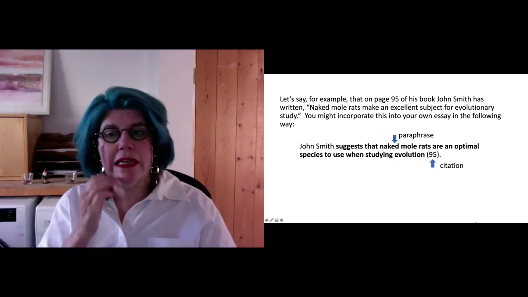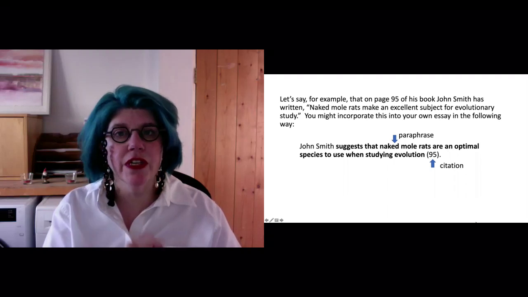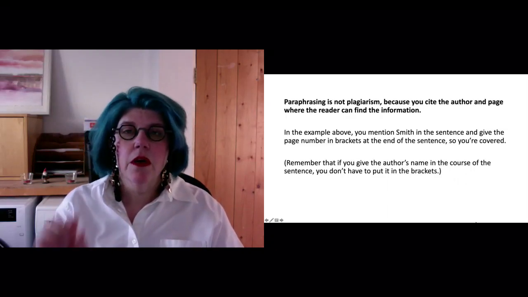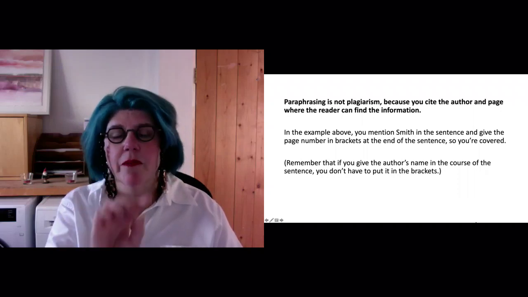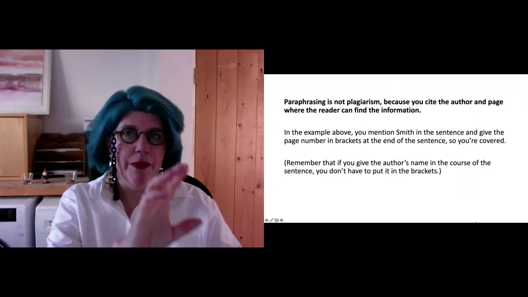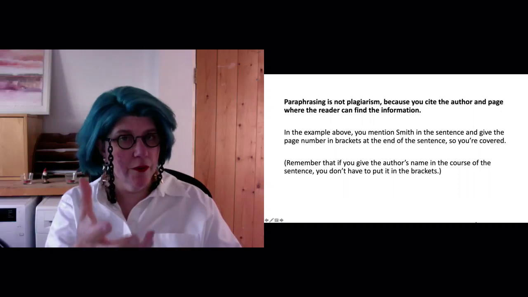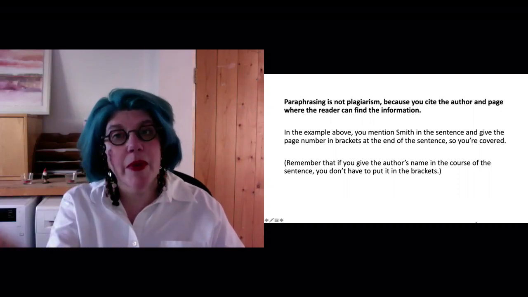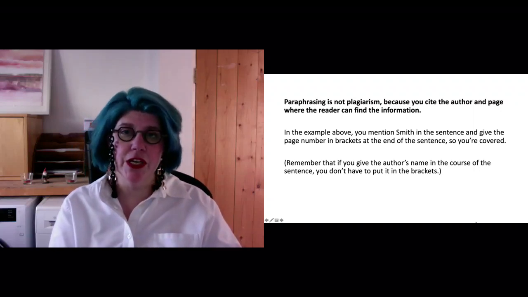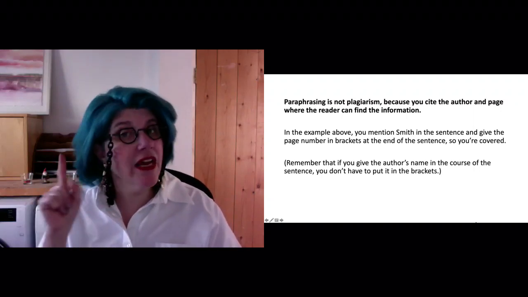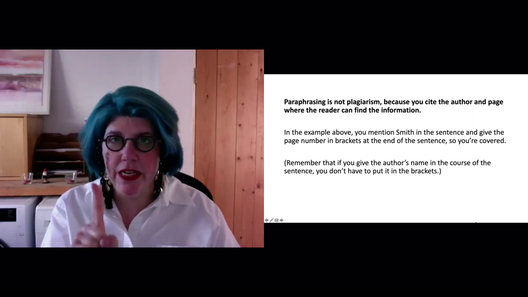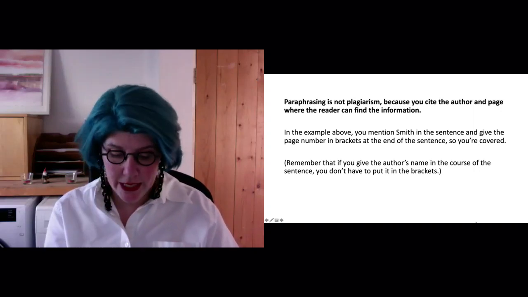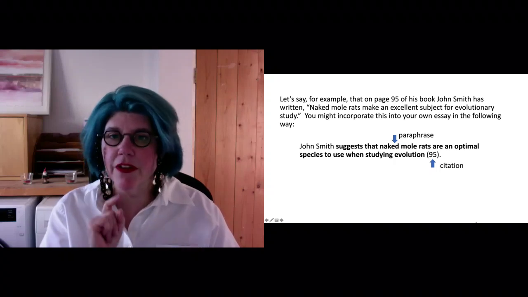So you have paraphrased it, but you have still included your citation so people know where to find the original quotation. Paraphrasing is not plagiarism. I understand how it can look like it because it looks like you're saying what the other person said. You are, but because you cite the author and the page where the reader can find the information, you're not plagiarizing because, as you remember, plagiarism is taking somebody else's words or ideas without giving them credit. And in this case, you are giving them credit.